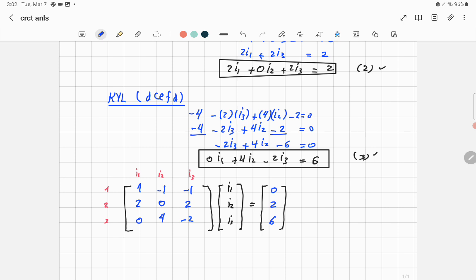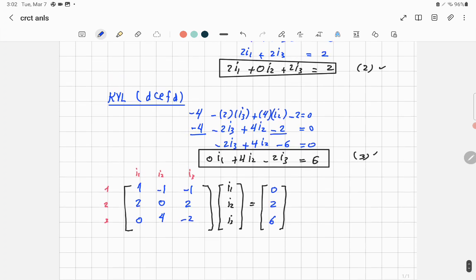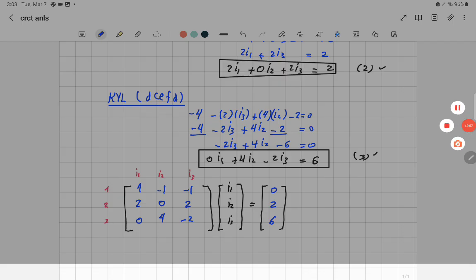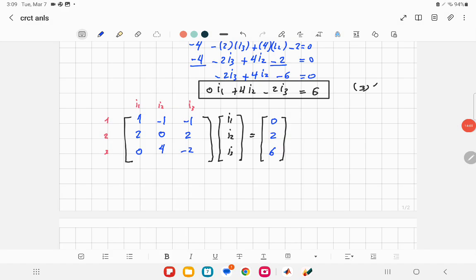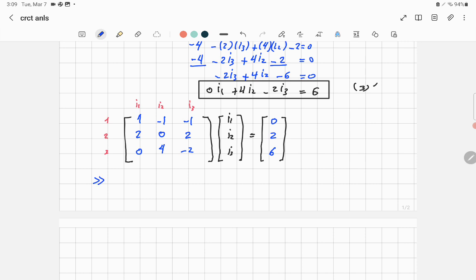You can use any program like MATLAB, or you can use your calculator to calculate the value for I1, I2, and I3. For example, I did use MATLAB. To do it in MATLAB, you first type the matrix: 1 space negative 1 space negative 1 semicolon, and then the second row 0 space 0 space 2 semicolon, 0 space 4 space negative 2, and then you write the other vector. I will just call it V, which is the one to the right here, 0, 2, 6.